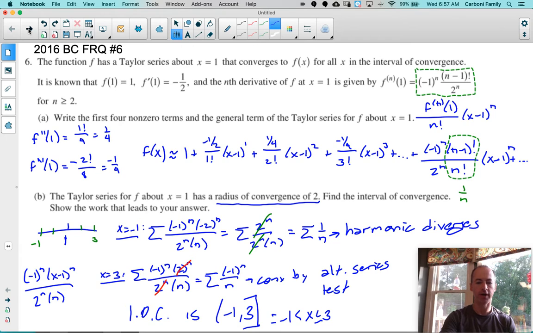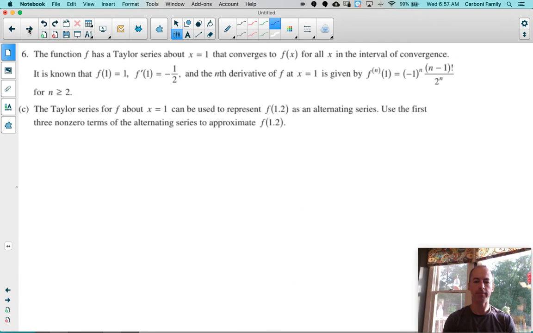Let's see, moving on to C. Okay, so the Taylor series for f at 1 can be used to represent f of 1.2 as an alternating series. Use the first 3 non-zero terms of the alternating series to approximate f of 1.2.